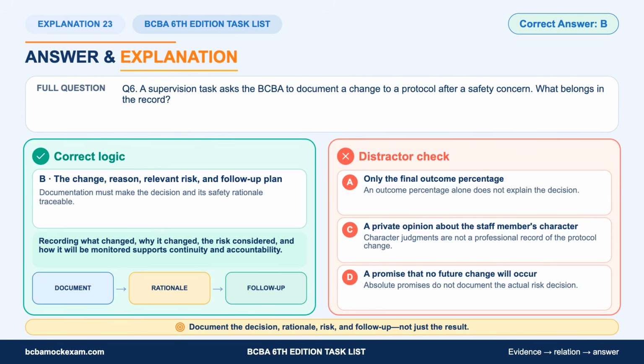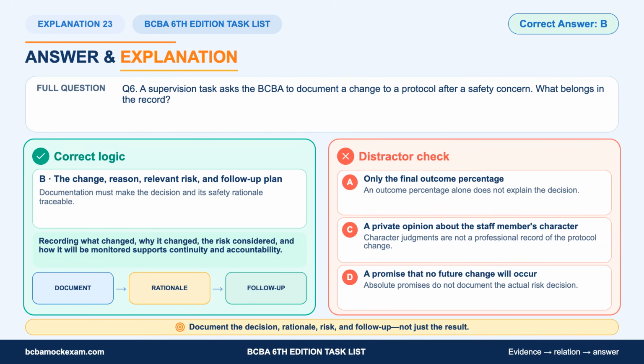Documentation must make the decision and its safety rationale traceable. Recording what changed, why it changed, the risk considered, and how it will be monitored supports continuity and accountability. What makes this tricky is that a concise note can be incomplete if it hides the decision path.